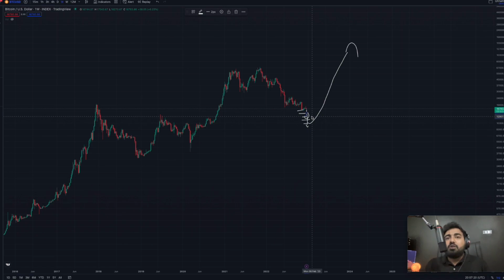Okay guys, I think you learned something new today. So I will come up with the next video on how to find the bottom of Bitcoin using Fibonacci retracement. I think it will be more useful for you than this scaling method.